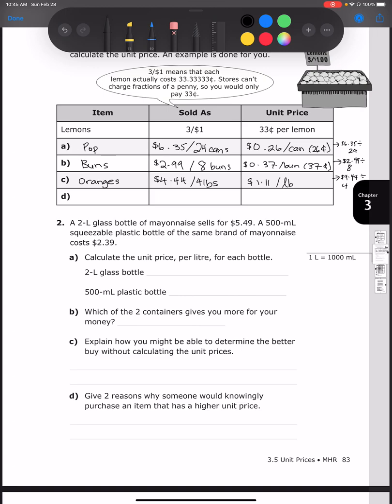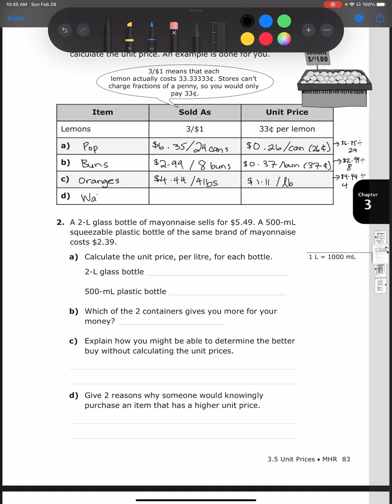Okay, and lastly, water. This is another very common item that we usually calculate unit price for. So if a pack of water costs $1.97 for 24 bottles, the price of one bottle would be $1.97, which is our total price, divided by 24, which is the number of units, and that would give us 8 cents or $0.08 per bottle. Okay, so let's go on to number 2.